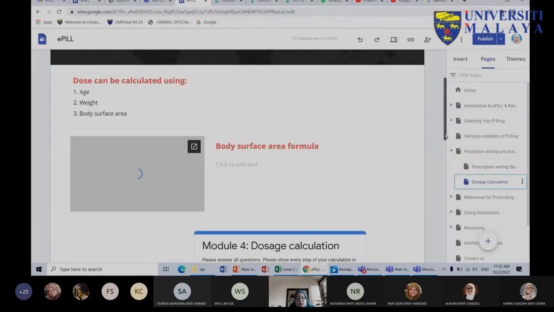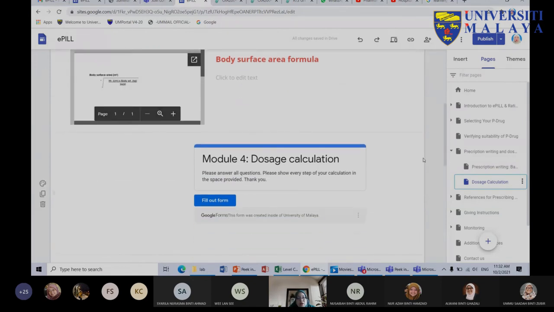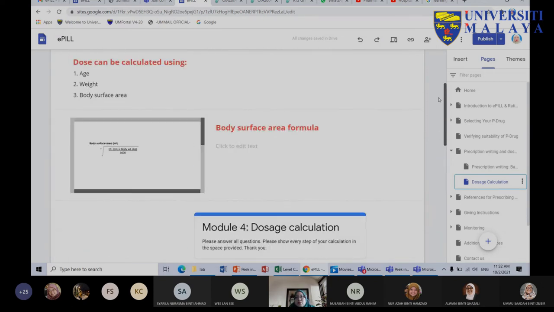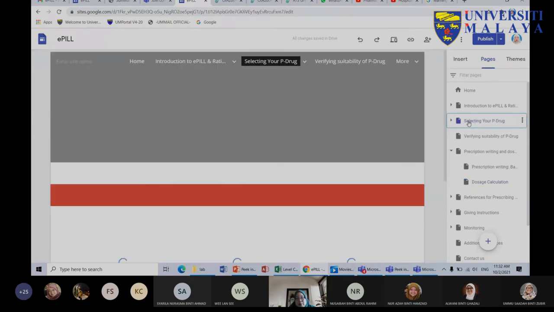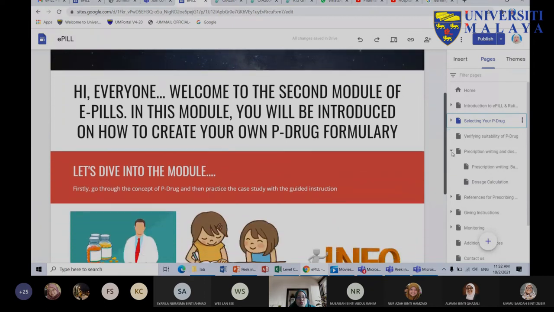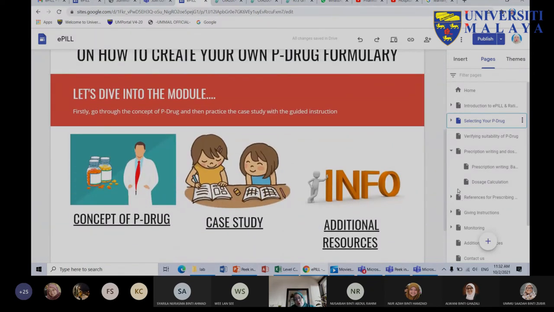And then on the next step, they will have dosage calculation. Okay, so the dosage calculation, it's using a Google form. They have to submit the dosage calculation to us, the person in charge, and the person in charge will look through the assignment. For this, the students have to go through this website, the EPIL modules, before they come for their face-to-face online case discussion. This website will be shared with both medical students and pharmacy students. So students will have to go through this website before they come to the face-to-face session, which is a scheduled session.